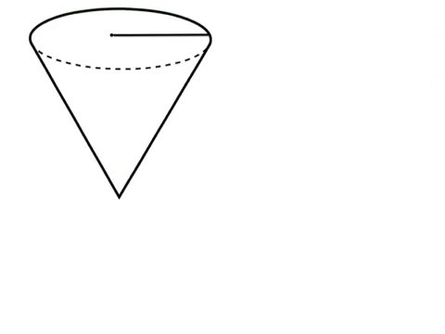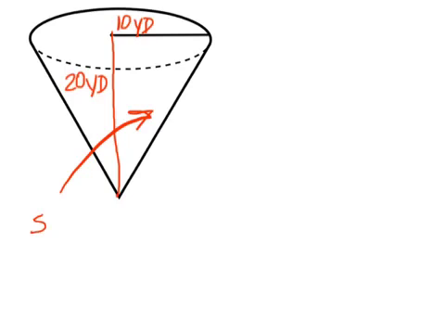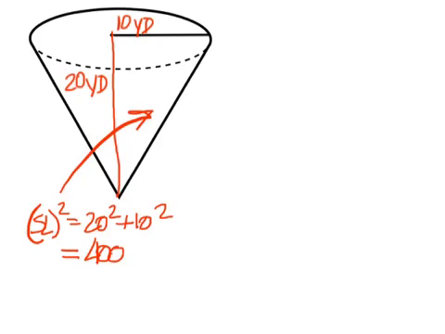Practice number 3. Find the surface area of the cone that has a radius of 10 yards and a cone height of 20 yards. The solution for this is to find the slant height first. So slant height squared is going to be 20 squared plus 10 squared. And that is 400 plus 100. Now we need the square root of 500 to get the slant height. And that will be 22 and some decimals.